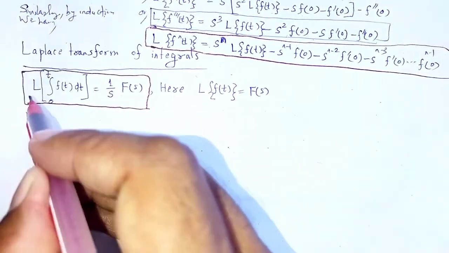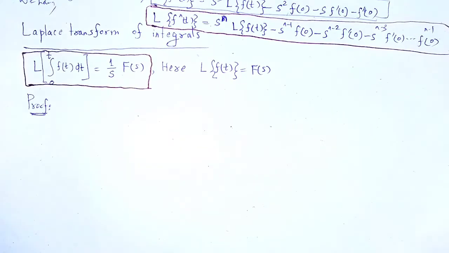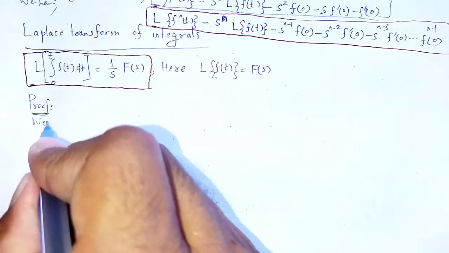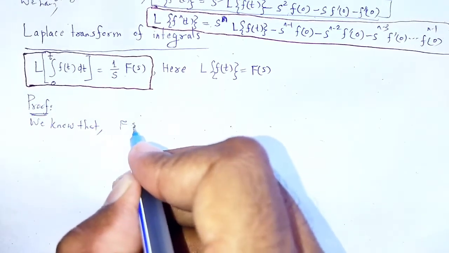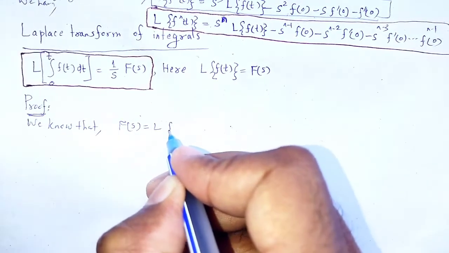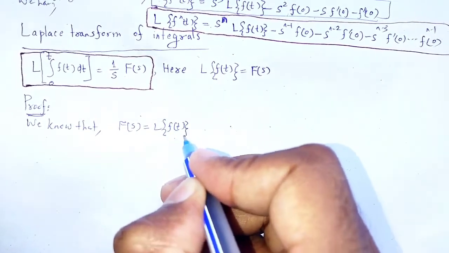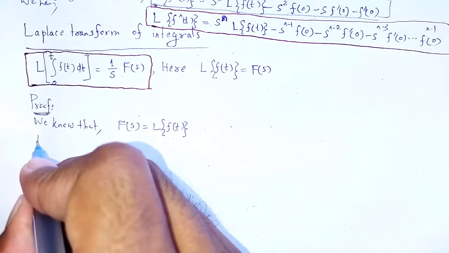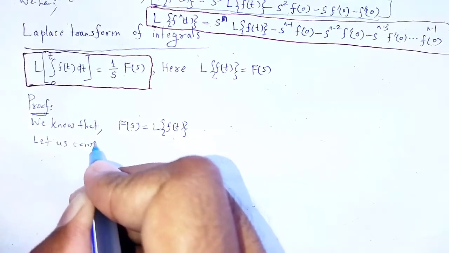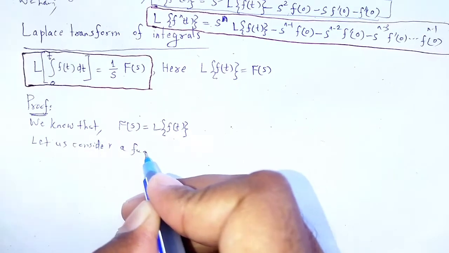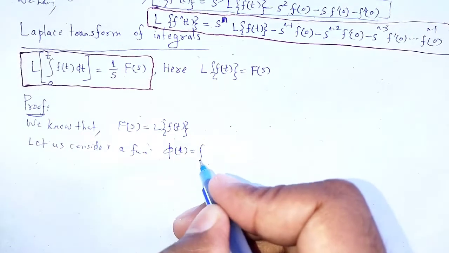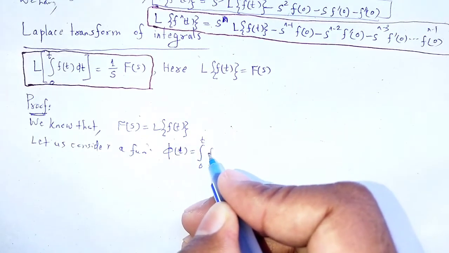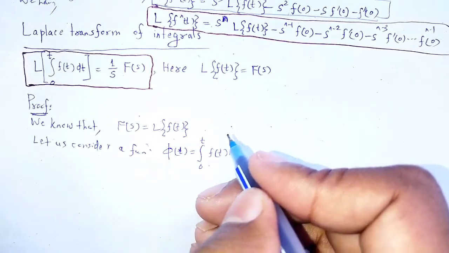Now we prove the Laplace transform of integrals. We know that F(s) is the Laplace transform of the function f(t). Let us consider another function, phi(t), which is denoted by the integral from 0 to t of f(t) dt.